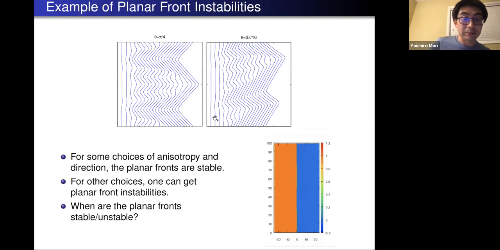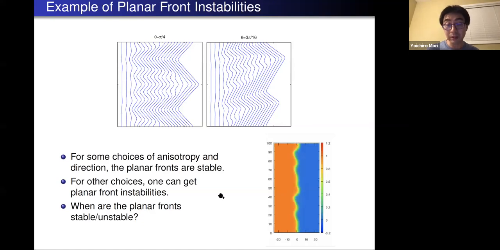It turns out, surprisingly, that for some choices of AI and AE, and for certain directions, these planar fronts are unstable. And this is the plot of the front propagating. As you can see, a small perturbation grows and the wave develops into these zigzag waves.